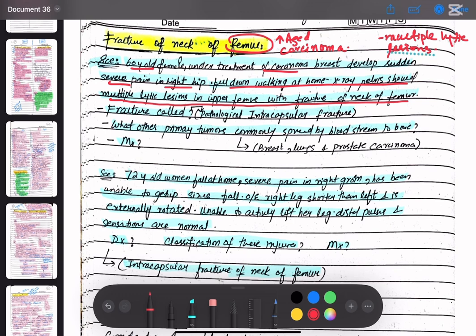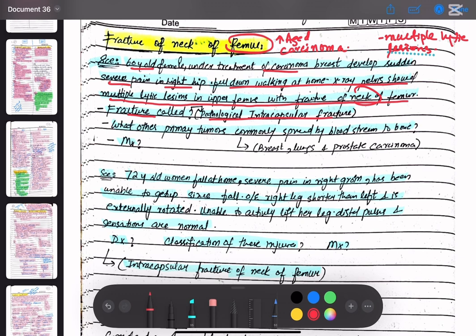Okay, so what is this fracture called? This is a pathological intracapsular fracture. Whenever the fracture occurs due to any other pathology, for example, carcinoma of breast is present, this is a pathological intracapsular fracture.